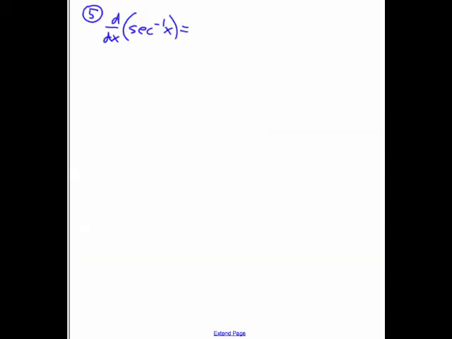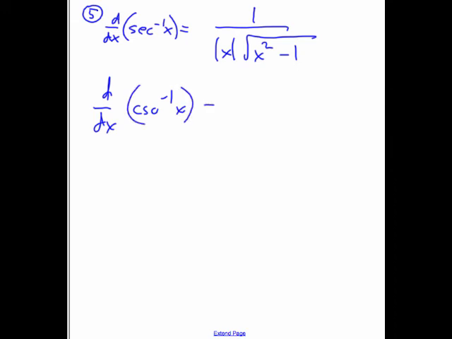Alright, the derivative for inverse secant would go similarly. It's a little bit more complicated, and because this doesn't come up a lot, I'm just going to tell you what the formula is, and you need to know it. It's 1 over absolute value x times the square root of x squared minus 1. Okay? And the derivative of inverse cosecant is, you can probably guess, the negative of the one above.